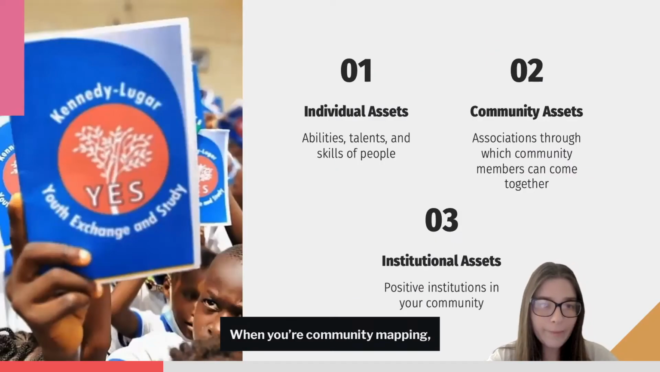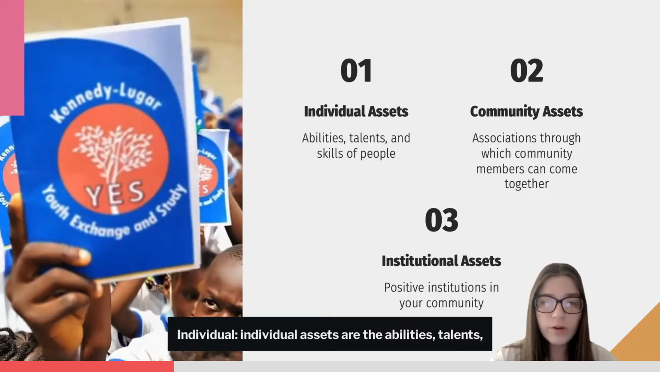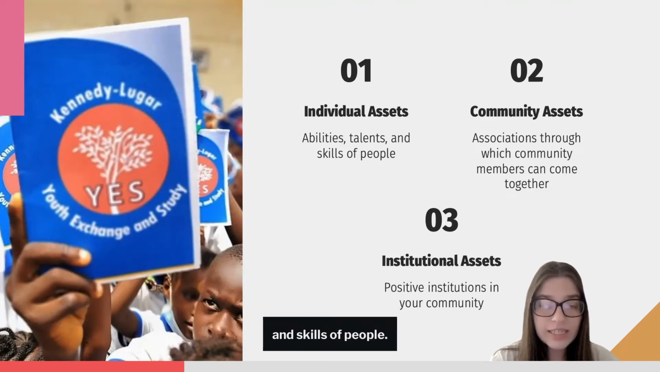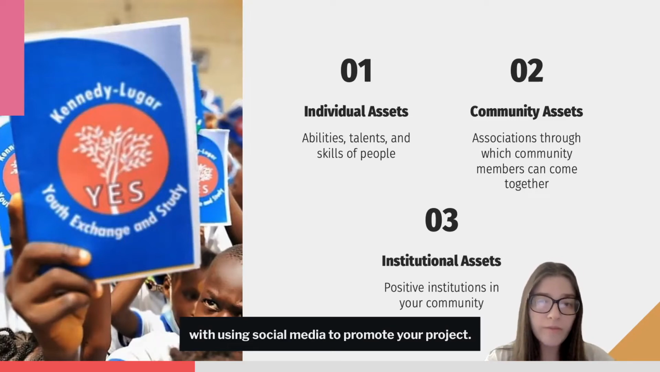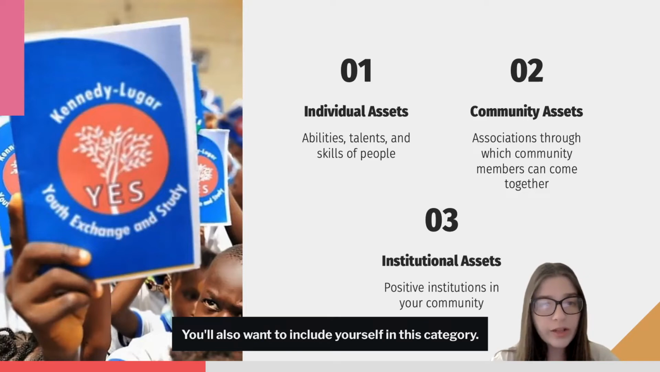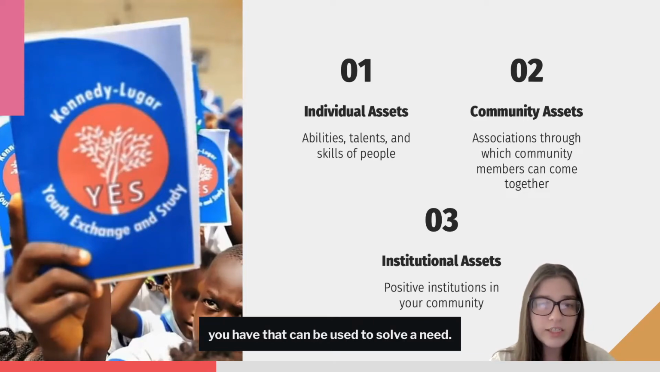When you're community mapping, there are 3 types of assets to look for. Individual assets are the abilities, talents, and skills of people. For example, one member of your group might be very confident with using social media to promote your project. You'll also want to include yourself in this category. Think about what skills, talents, and abilities you have that can be used to solve a need.